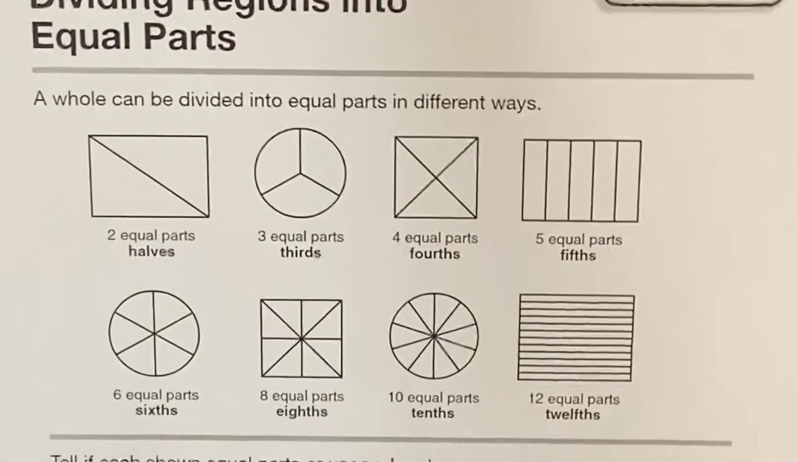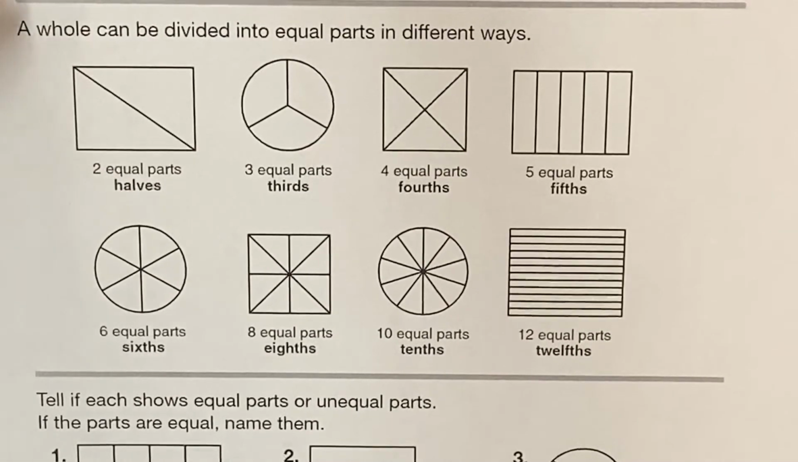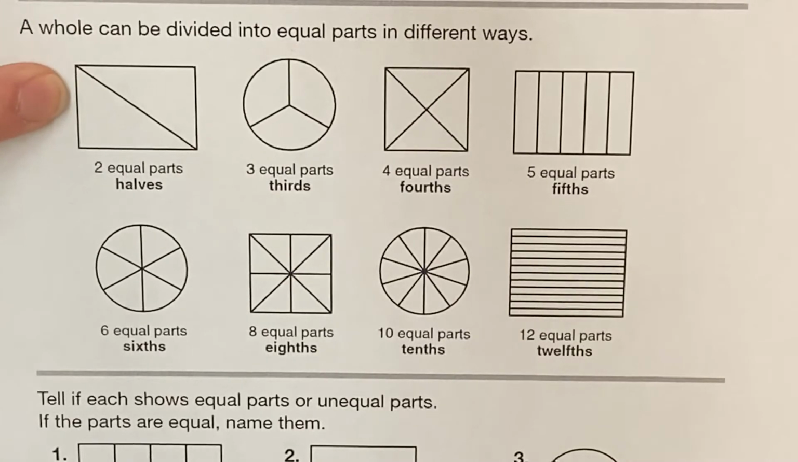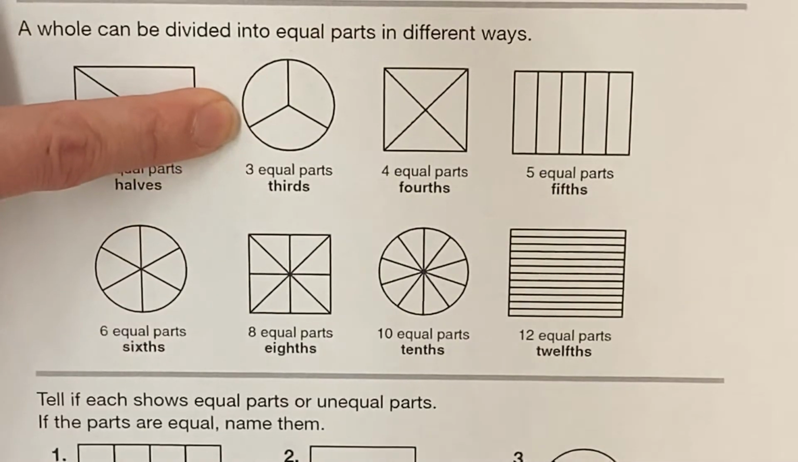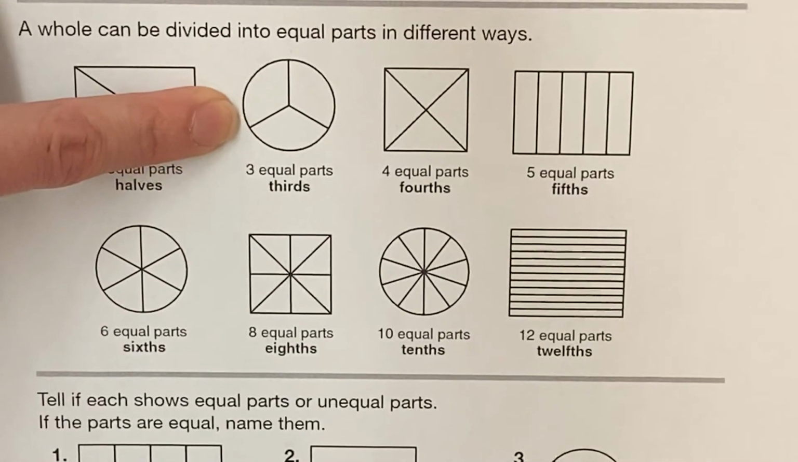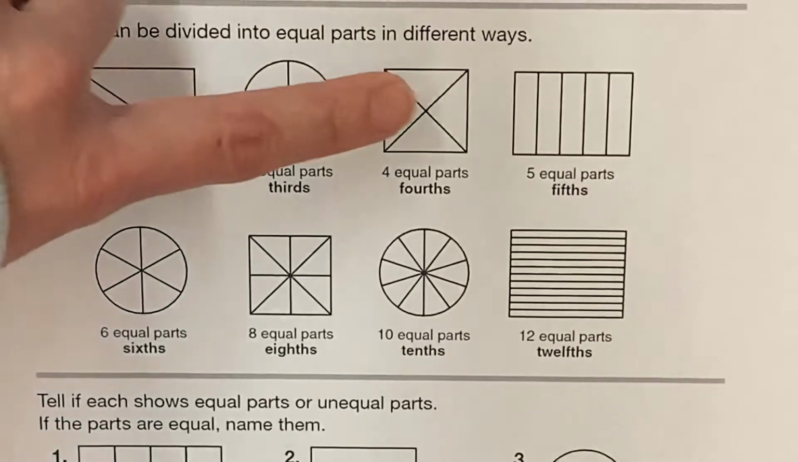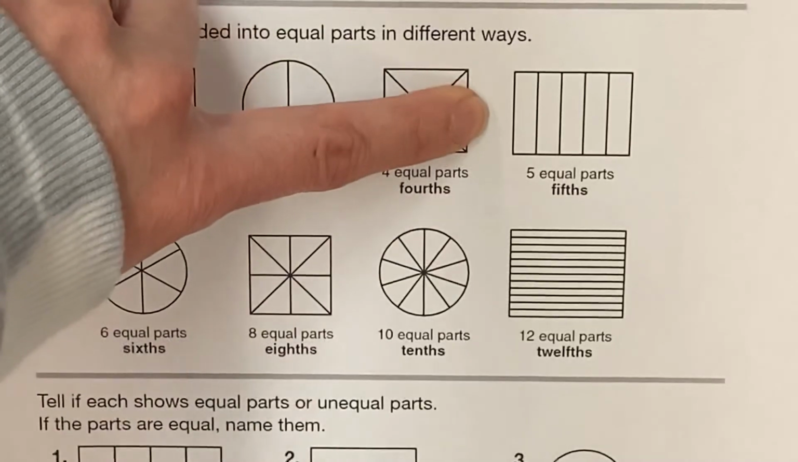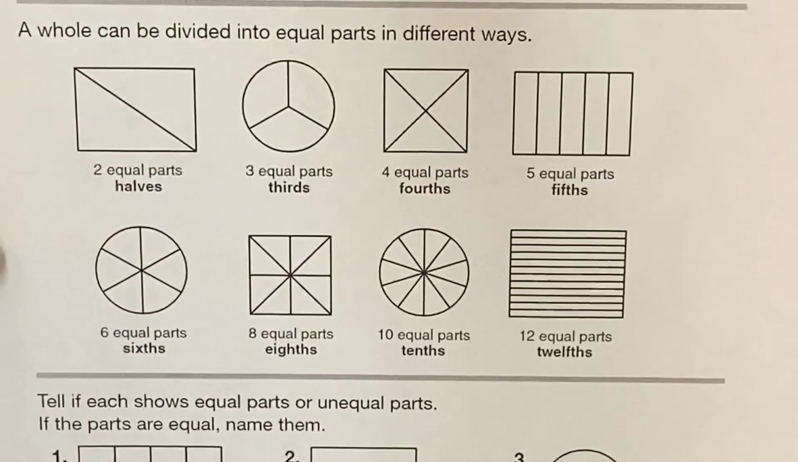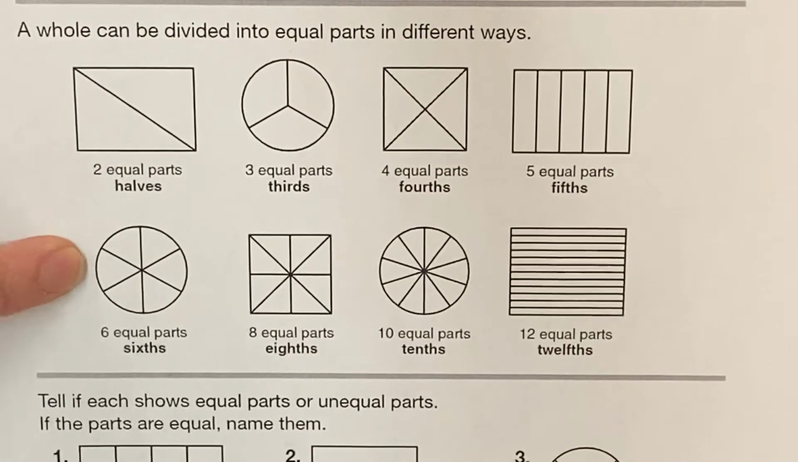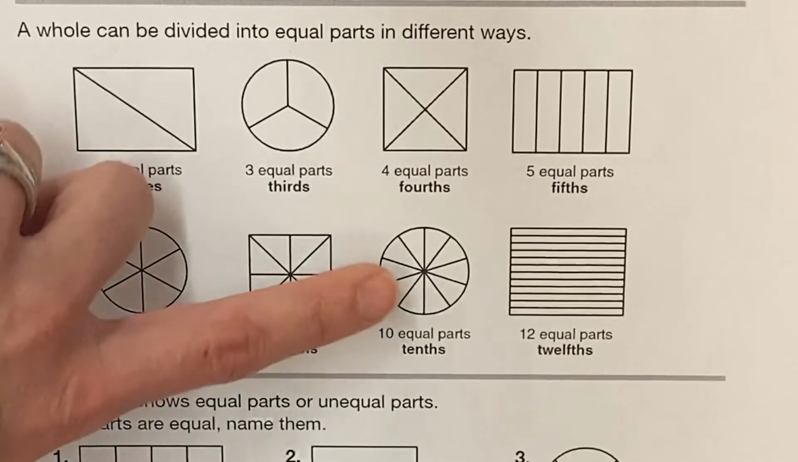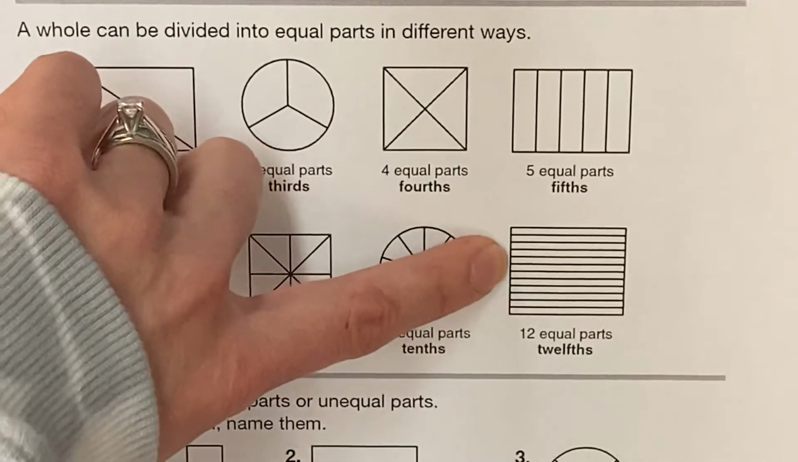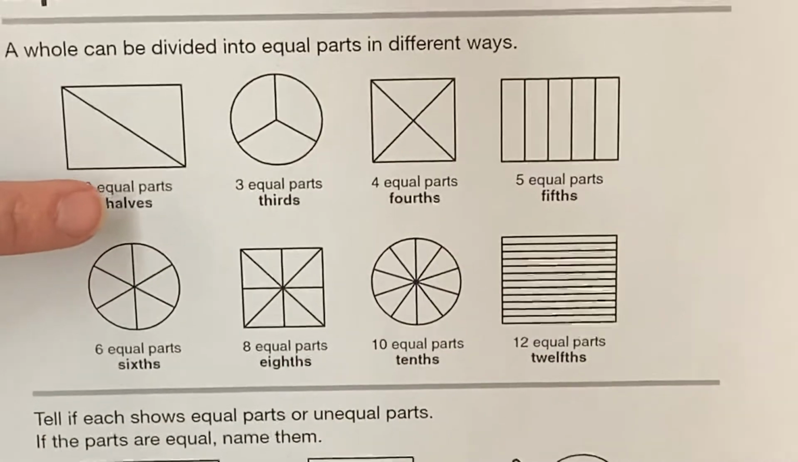So let's look at a region that is divided into two equal parts. When we have a region divided into two equal parts, we call those halves. When we have a region divided into three equal parts, we call those thirds. Four equal parts is fourths. Five equal parts is fifths. Six equal parts is sixths. Eighths, tenths, twelfths. Now, you might have noticed it skipped a few numbers.